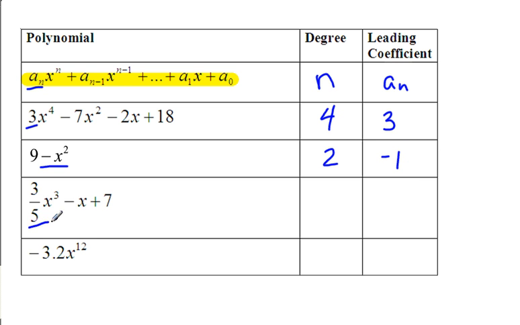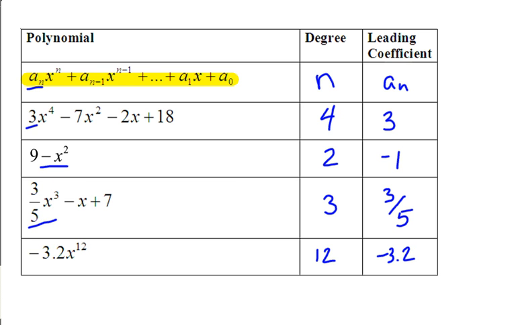In this next one, it's the first term again, because our highest power is 3. Leading coefficient is 3/5. And in our last one, there is only one term, therefore the degree must be 12, and the leading coefficient -3.2.